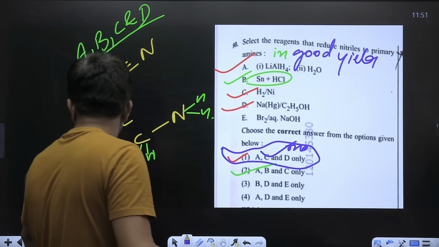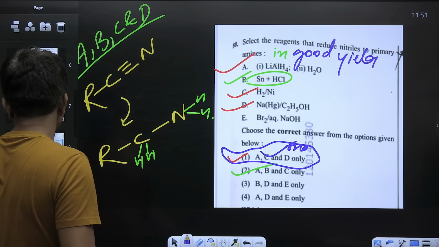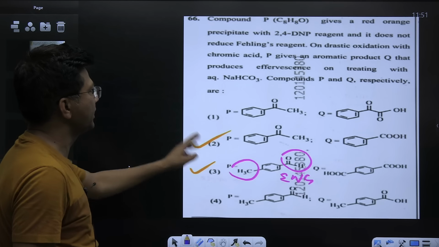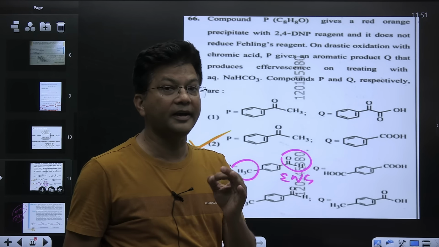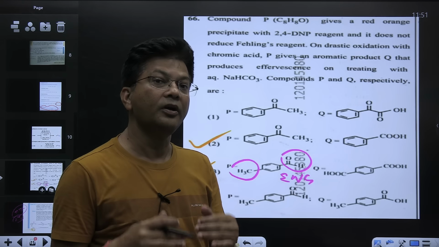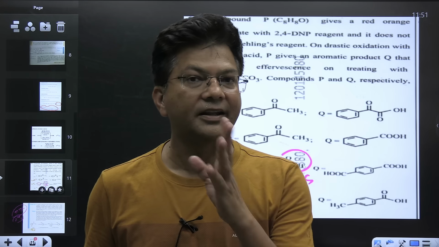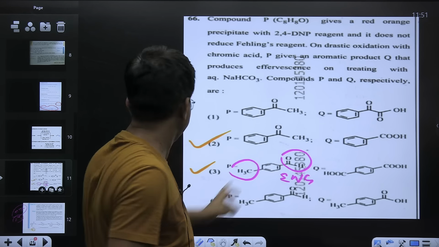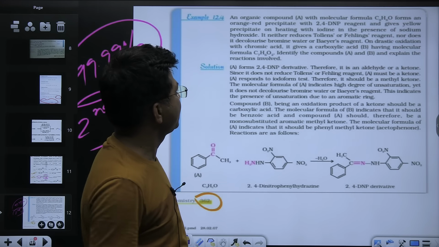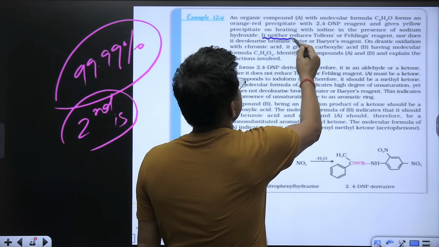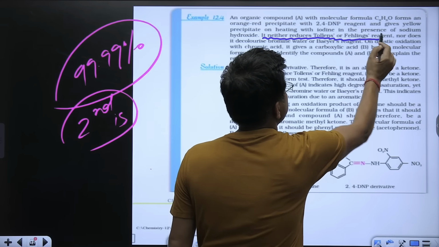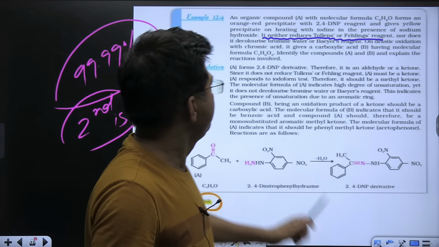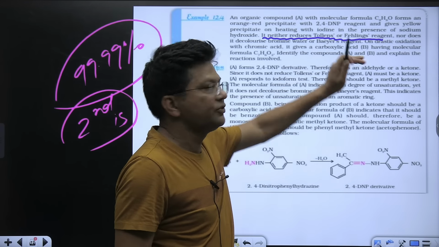Now the third question. You know very well this question, both are the correct answer. Here also the examiner has shown smartness, but while showing that smartness, the examiner has forgotten one point. You have taken this question directly from the NCERT, but in NCERT what is written? It neither reduces Tollens nor Fehling's reagent. If you had to take this question from there, you could have mentioned that it neither reduces Tollens nor Fehling's reagent.